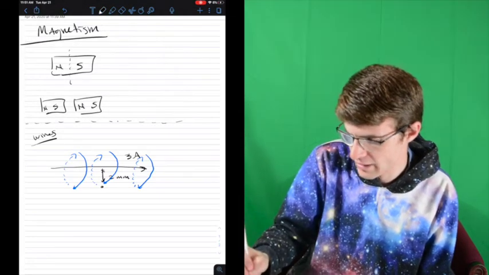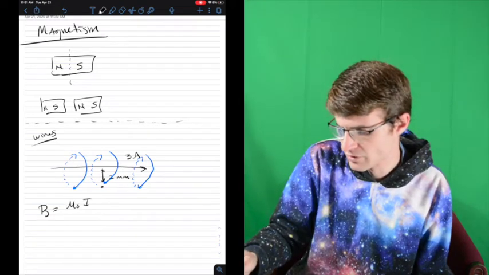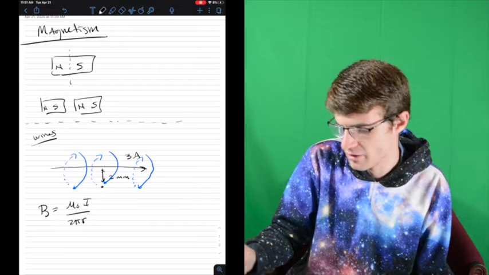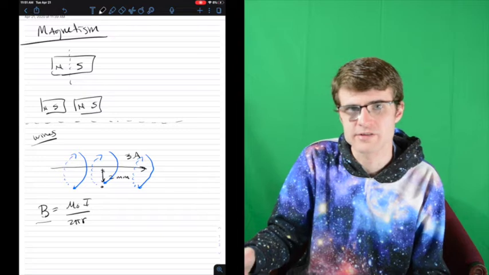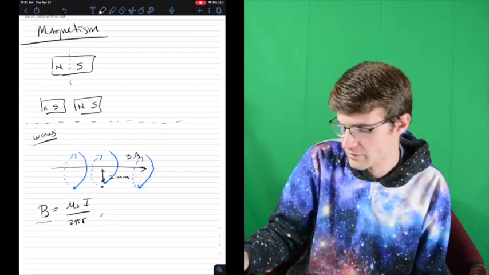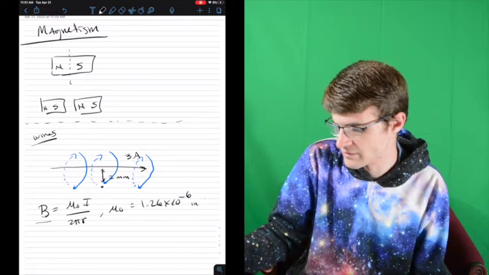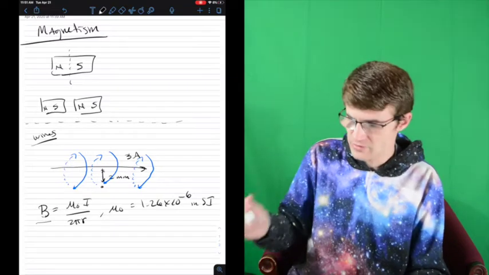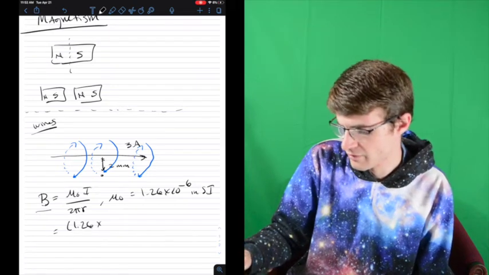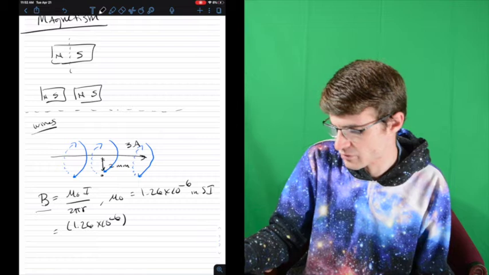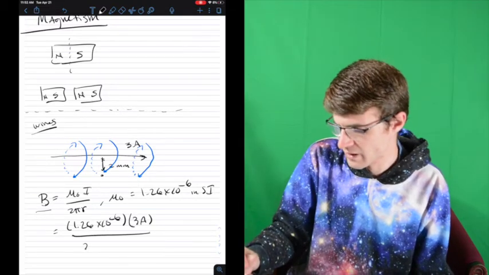To answer that question, we just use a formula. B is equal to mu naught I over 2 pi r, where B is the magnetic field, and mu naught is a constant. Mu naught is equal to 1.26 times 10 raised to the negative 6 in SI units. So for this example, we would write down the constant mu naught. I'm going to suppress units, even though that's really bad form. I'm just trying to save myself some space.